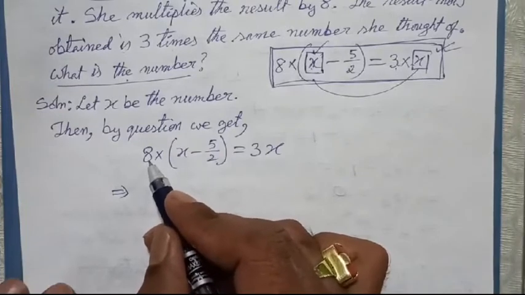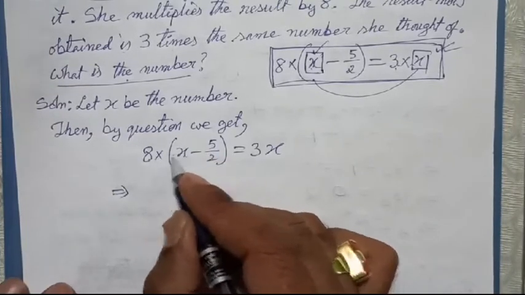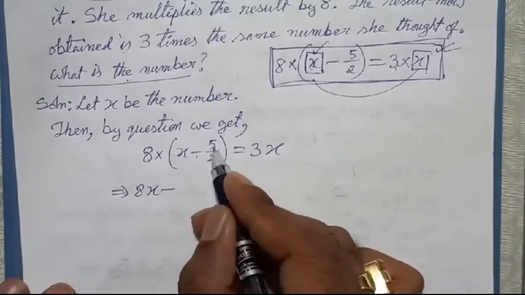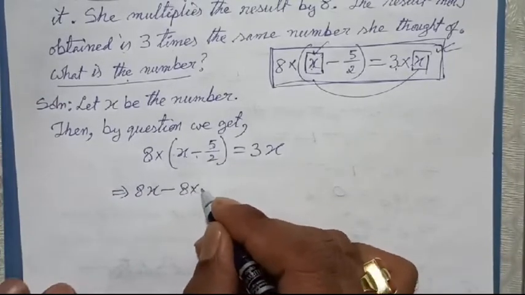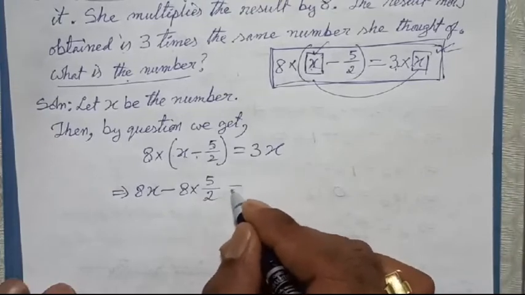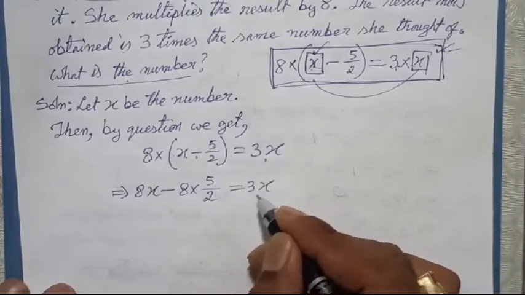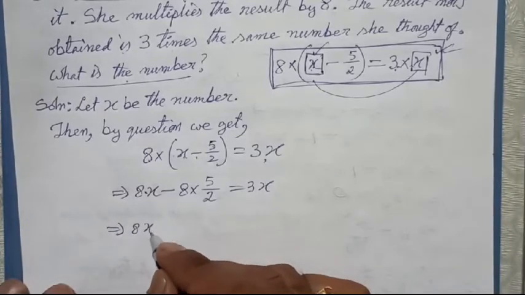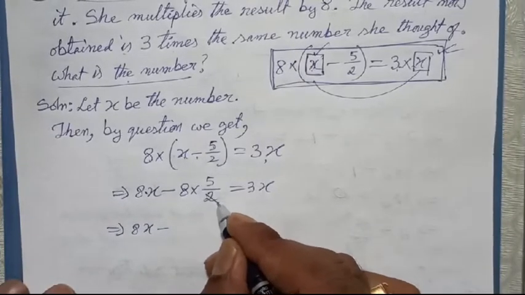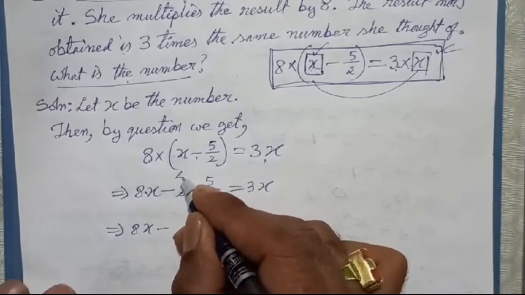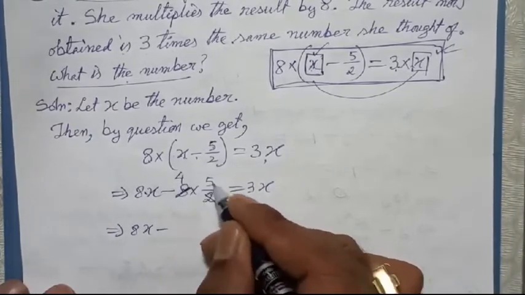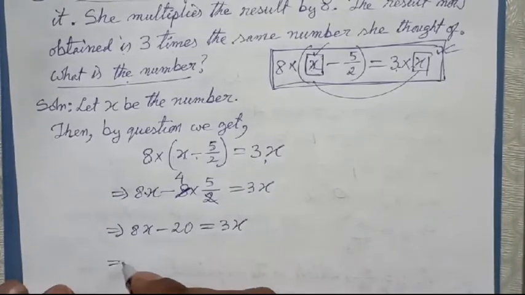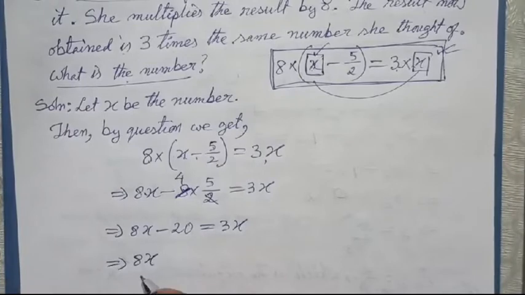And now 8 multiplied by x, 8 into x is 8x. Then minus sign, I will multiply 5 by 2. 8 into 5 by 2 is equal to 3x. 8x minus, 2 can divide 8, that is 4 times. 2 4 times is 8. 4 5 times is 20. Is equal to 3x. 8x.